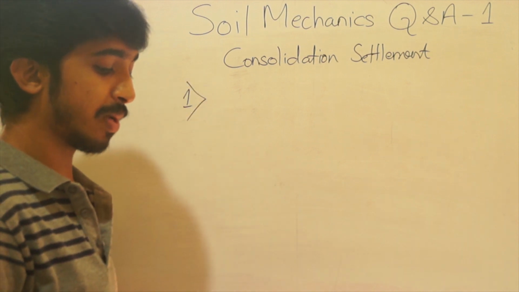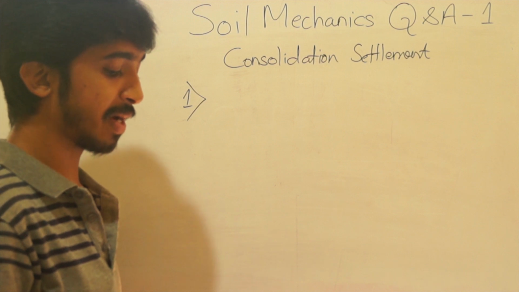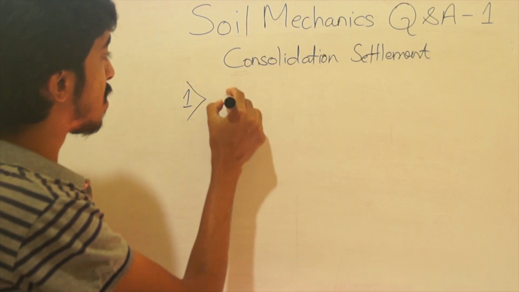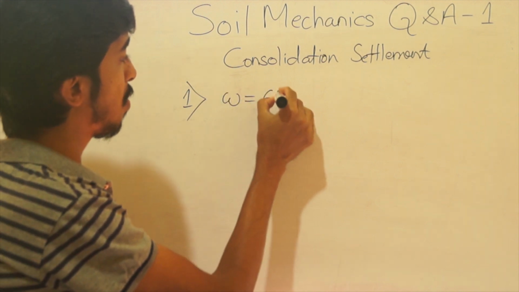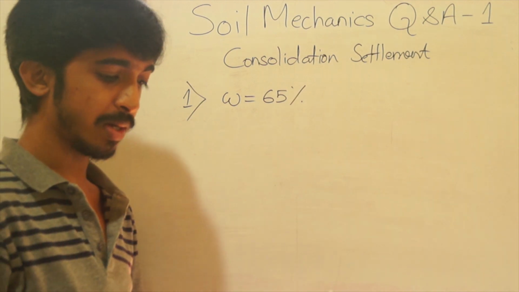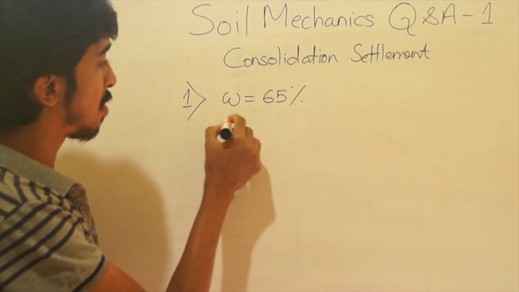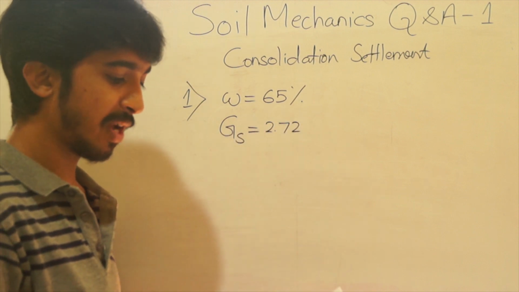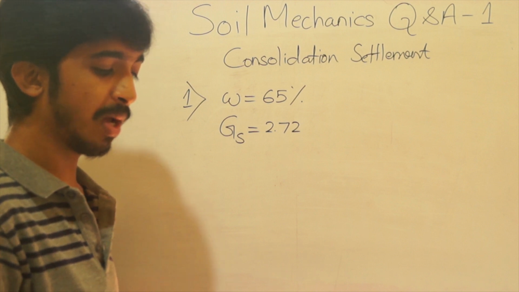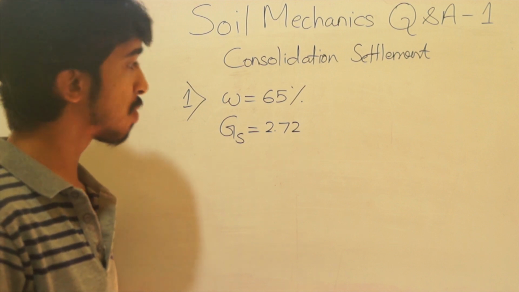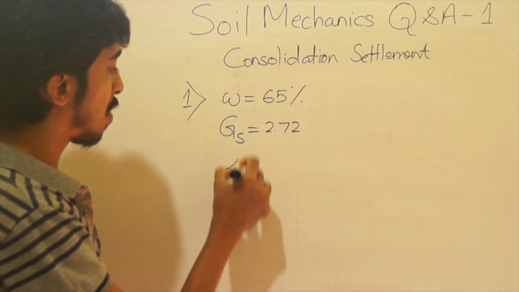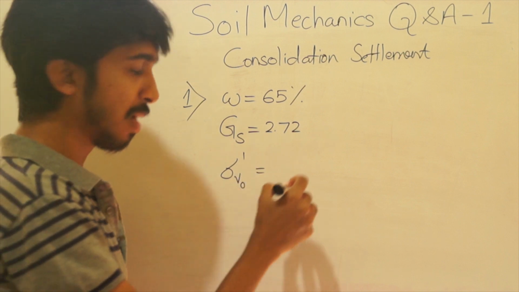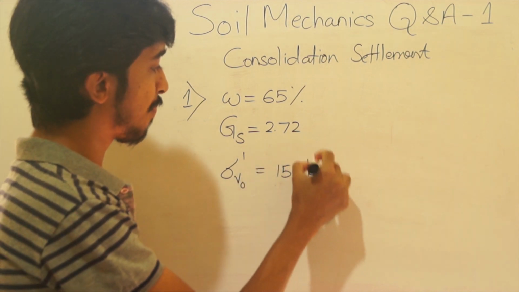The first question is, a specimen from a natural saturated normally consolidated clay stratum has a natural moisture content of 65%. So it states that the water content is 65%. The specific gravity is 2.72 and the vertical effective overburden stress is found to be 150 kilopascal. So that is the vertical overburden stress, sigma V naught dash, which is the effective stress, 150 kilopascal.